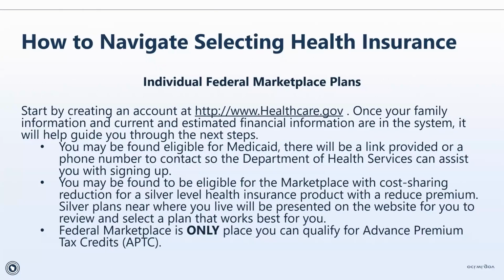After entering the information about an individual or a family, the healthcare.gov website will assist you in the next steps. If the system detects a person may be eligible for Medicaid, it will forward their information to that state agency for them to contact the consumer. And it will also determine whether a consumer is eligible for cost sharing reductions or advanced premium tax credit.